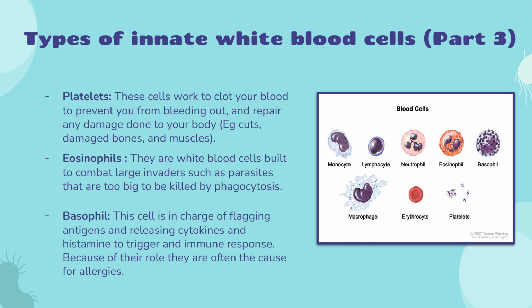There are other types of innate white blood cells, such as mast cells, that we will not be talking about, because they mostly overlap or perform a similar function to one of the white blood cells that we've already mentioned. So we're just going to skip past those.